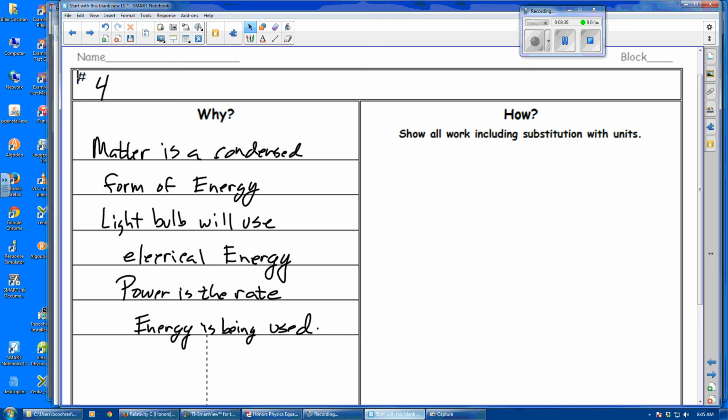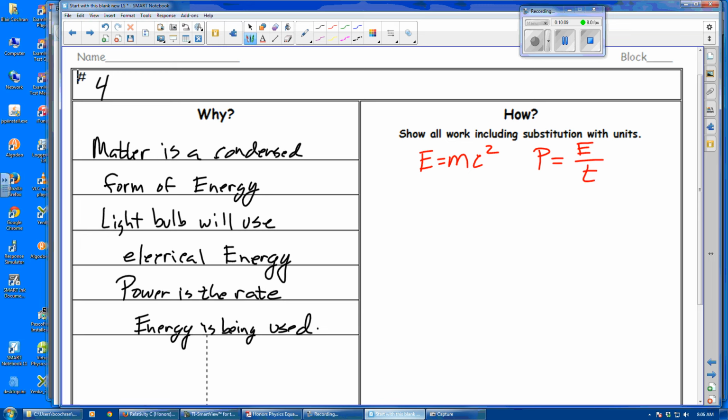So I've shown that I understand the relationship between matter or mass and energy. I've shown that I understand the light bulb uses this form of energy, and that power is the rate that the light bulb is going to use. Those are the key concepts in this problem. Equation-wise, I'm going to use that E equals mc squared. I'm going to use that power is the rate of energy, so energy per time.